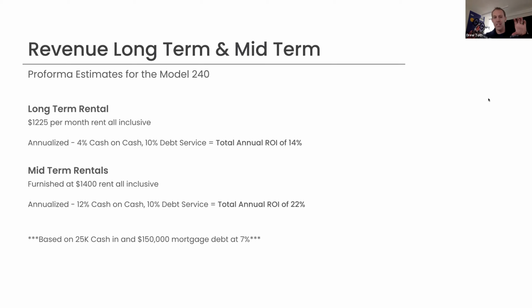I also did it then as a midterm rental. So say furnishing, doing like a 6-month midterm rental with a $1,400 a month rent. And that would turn you about 12% cash on cash and 10% debt service for total of 22% ROI. John, can you hit the next slide for me?